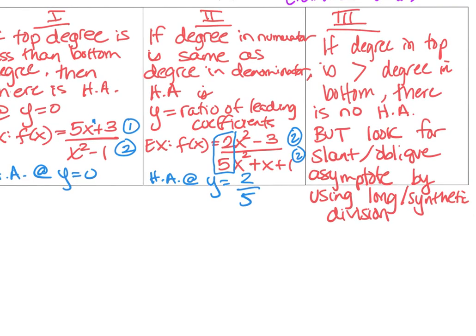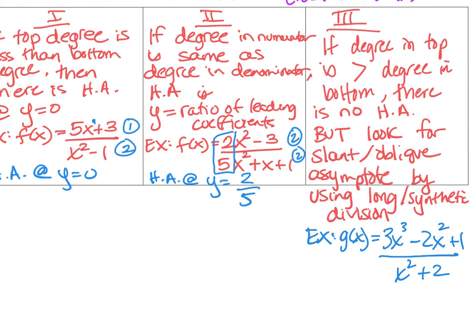Let me just put an example, not of the slant, but of what it looks like for the degree in the top to be higher. Let's say we had some function with a cubic on top, and the bottom was anything less than a cubic. So it could be linear or quadratic on the bottom. In that case, my top degree would be degree 3, my bottom degree would be degree 2. So the top degree is higher. That would have no horizontal asymptote, but we would look for a slant asymptote by doing the division out.